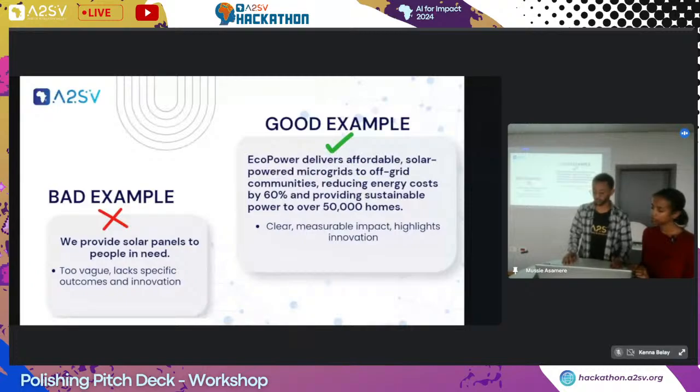And it also shows innovation. The innovation part is, as you see, microgrid to off-grid, microgrid, solar, so affordable solar-powered microgrids. That's the innovative part. In this small statement, we've managed to include so much information, and it's also relevant to the target audience. What makes us say that is the numbers included here, 60% reducing energy costs. That tells the impact and shows me you guys know what you're doing, and also interest in investing potentially.